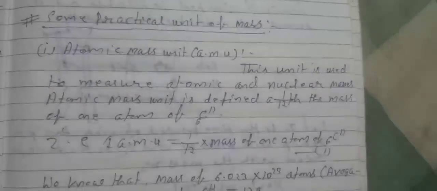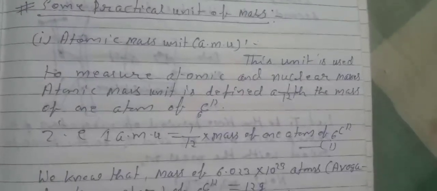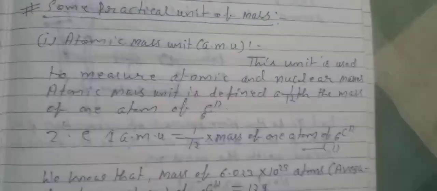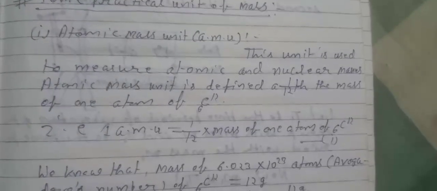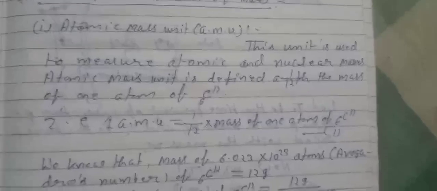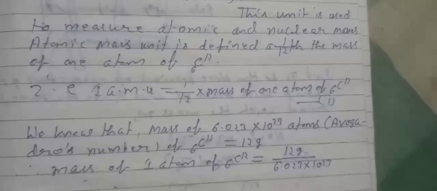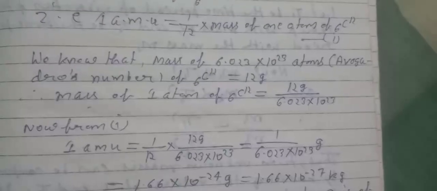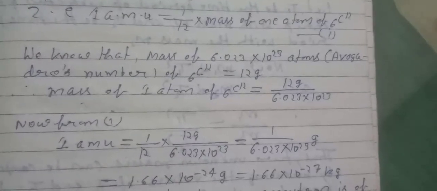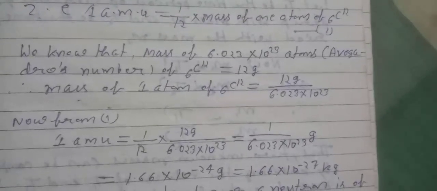Now some practical units of mass. Atomic mass unit, AMU. This unit is used to measure atomic and nuclear masses. Atomic mass unit is defined as 1 by 12th the mass of one atom of 6C12. That is, 1 AMU equals 1 by 12 into the mass of one atom of 6C12. Equation 1. Now we know that the mass of 6.023 into 10 to the power 23 atoms, that is Avogadro's number, of 6C12 is 12 gram.